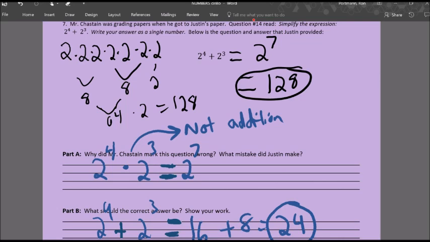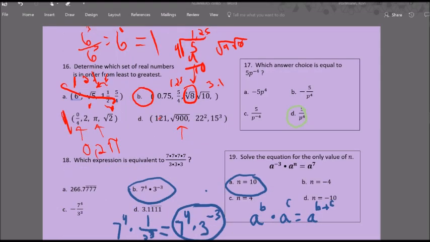Guys, I put the answer down here. You need to write your answer in complete sentences. You need to say, Mr. Chastain marked this question wrong because, and then you give your reason why. The reason number 17, we hit this hard earlier in the year.